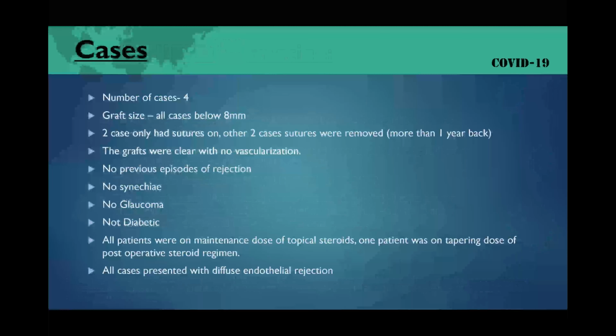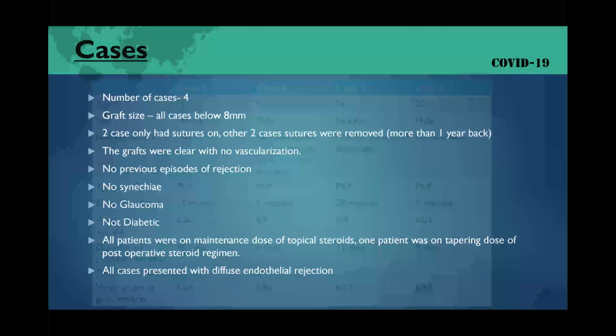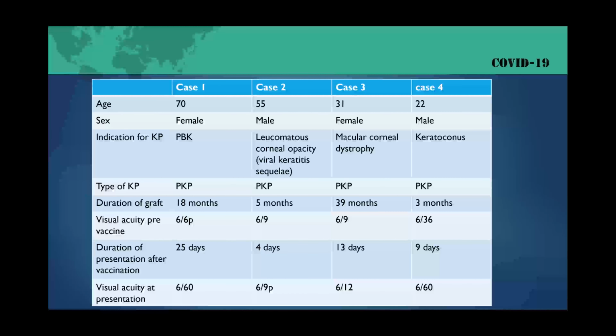We included 4 cases. All the cases were on maintenance dose of topical steroids, and 1 patient was on a tapering dose of post-operative steroid regimen for penetrating keratoplasty, and all cases presented to us with diffuse endothelial rejection. Going to the details of each case, age varied from 22 years to 70 years, and all patients had undergone penetrating keratoplasty. Our first case is a 70-year-old female who had undergone penetrating keratoplasty for pseudophakic bullous keratopathy, and her graft duration was 18 months, and her pre-vaccine visual acuity was 6 parts.